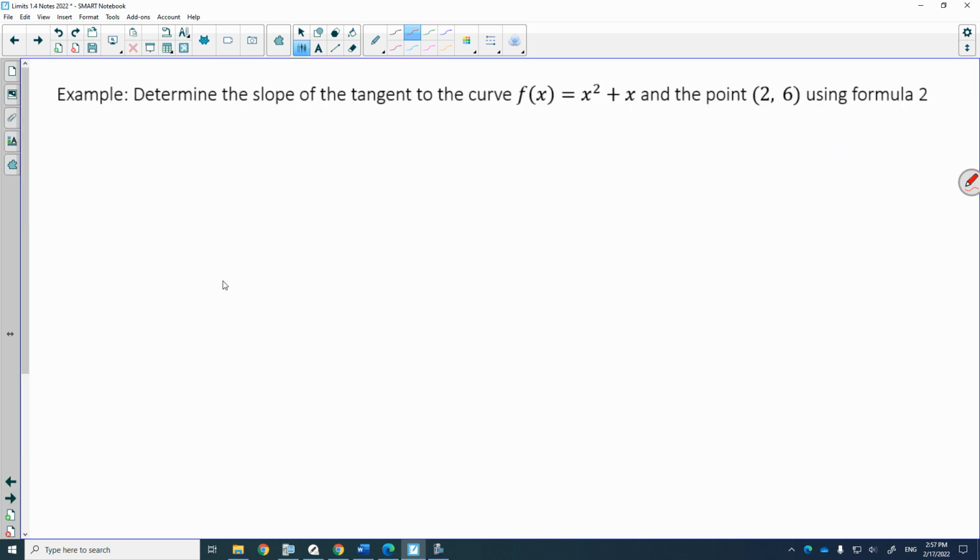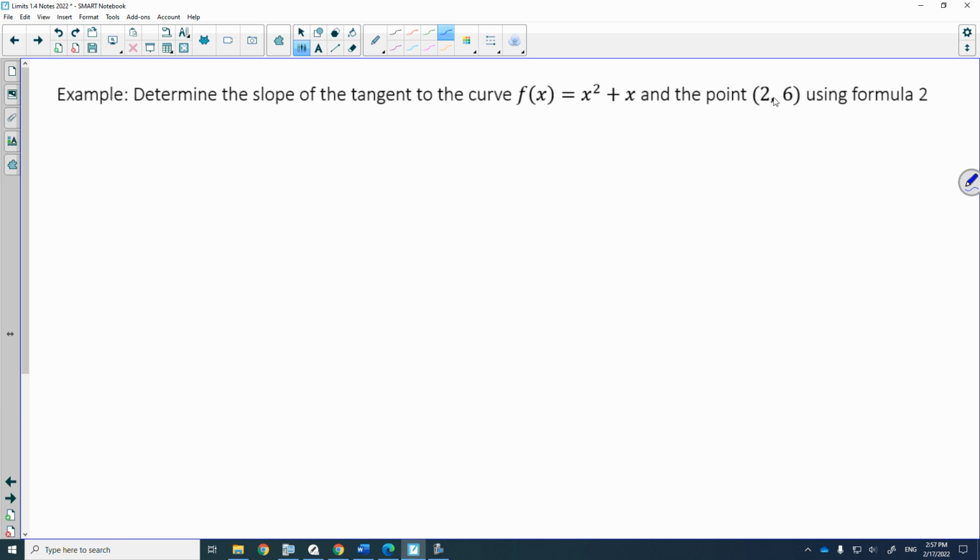What we're going to do is look at this example here, which was the identical example that we did in part 1. If you look at class example 1 for Formula 1, it was this example here. We're going to use Formula 2 now, and what you're going to see is that we get the exact same value that we did using Formula 1. We are given a curve, which is a parabola, and we're asked to find the slope of the tangent at that point on the curve.